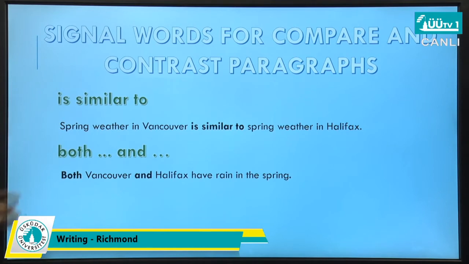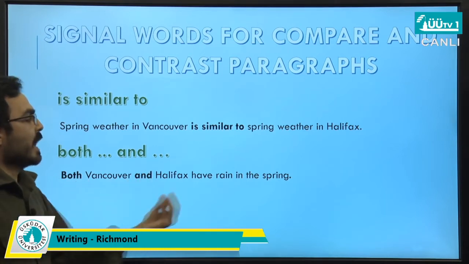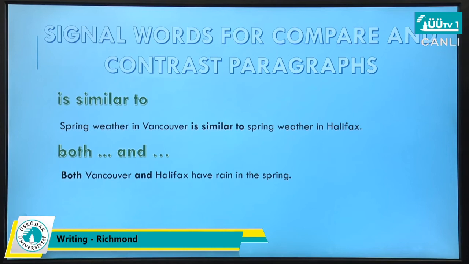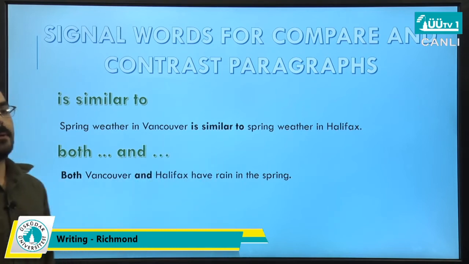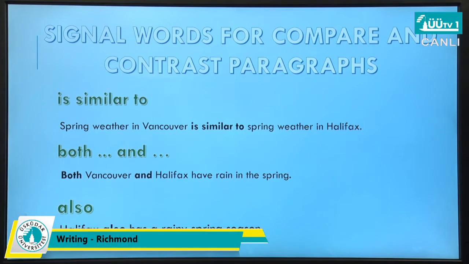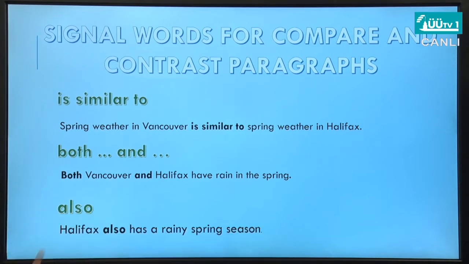Both Vancouver and Halifax have rain in the spring. Still, here I am making a comparison, okay? I am finding what similarities. Both Vancouver and Halifax have rain in the spring, right? Good. For example, both Federer and Nadal share the same weights, for example. Also, Halifax also has a rainy spring season. Halifax also has a rainy spring season.